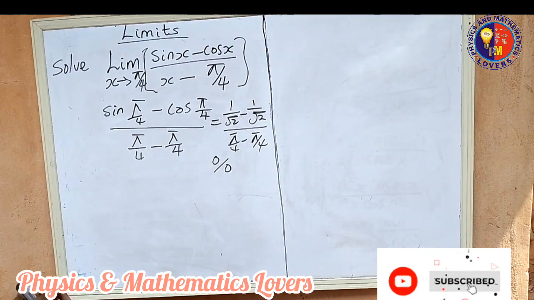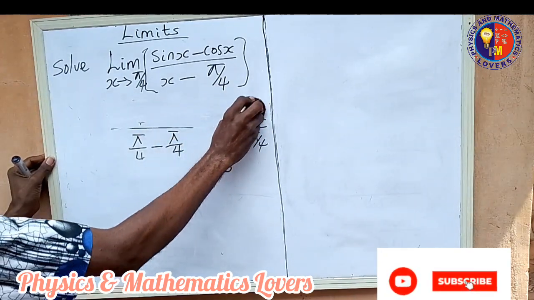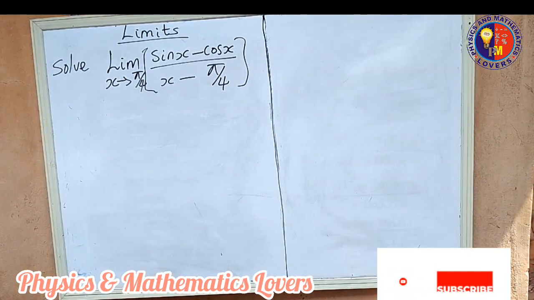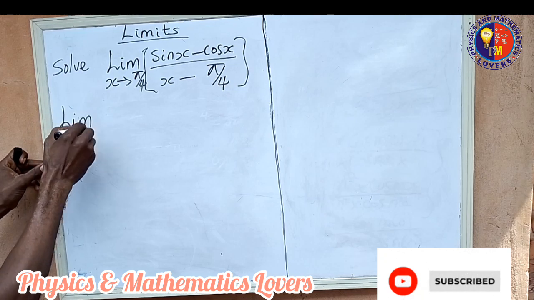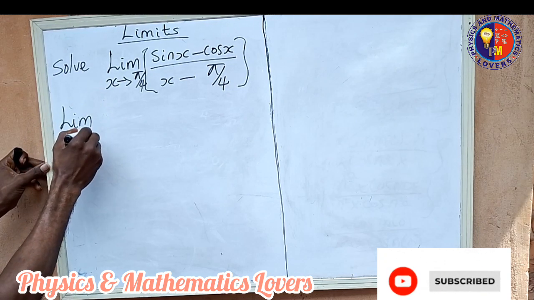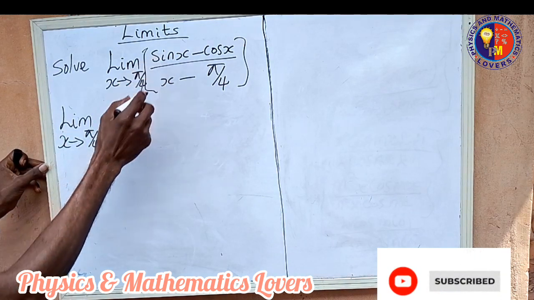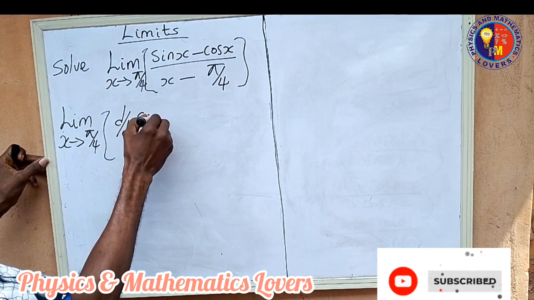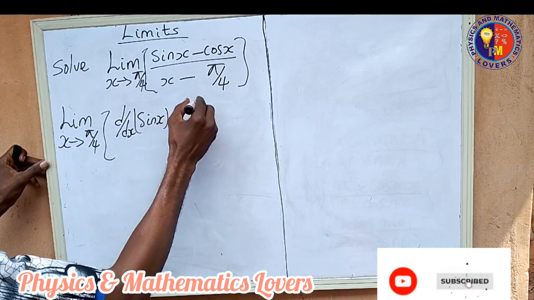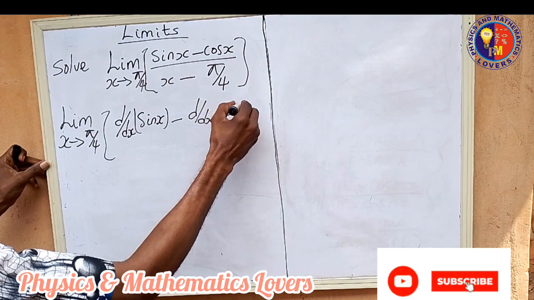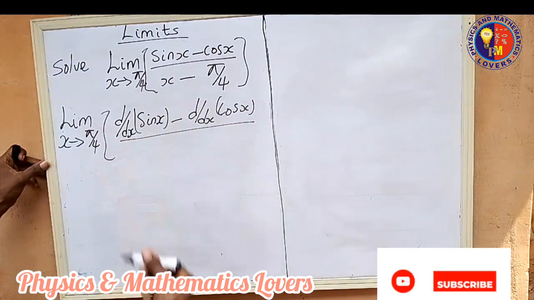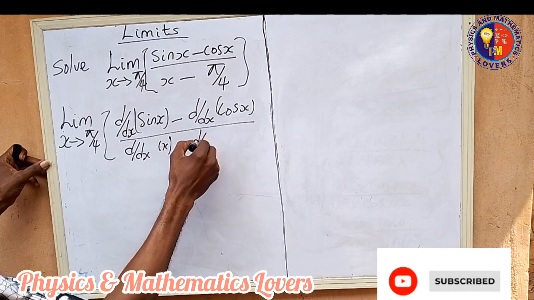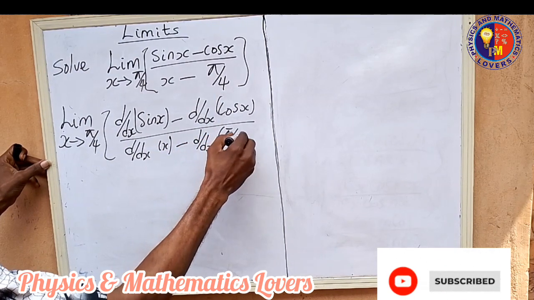So what do we need to do now? We have to apply L'Hopital's rule. L'Hopital's rule says that you differentiate the numerator and the denominator. So my answer now becomes the limit as x tends to pi over 4 of the derivative of sine x minus the derivative of cos x, all over the derivative of x minus the derivative of pi over 4.